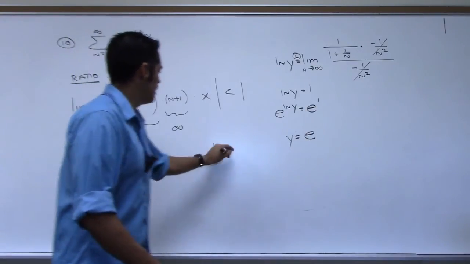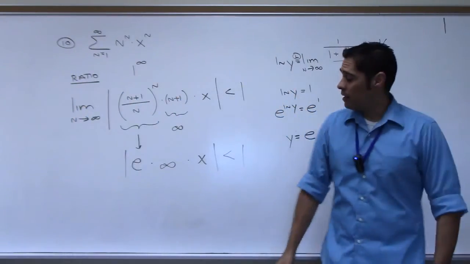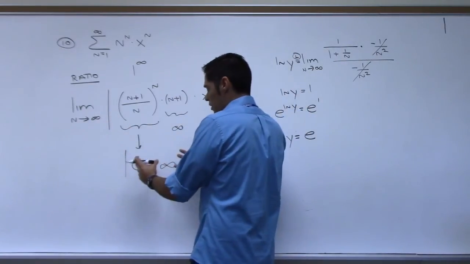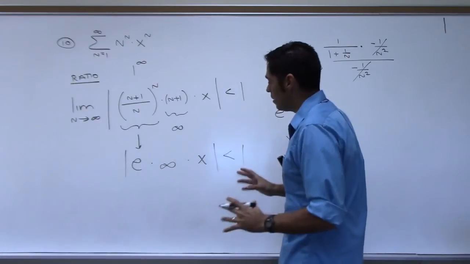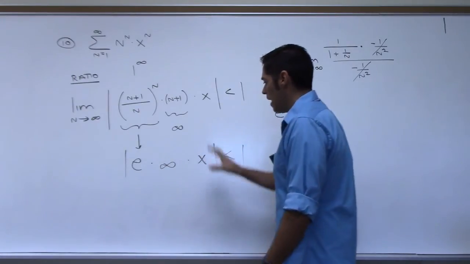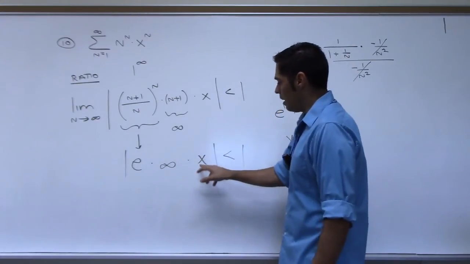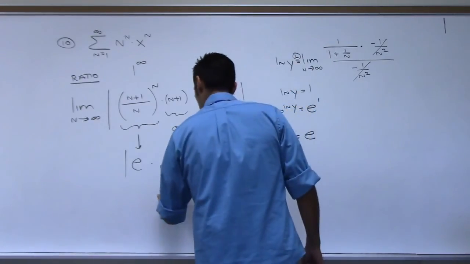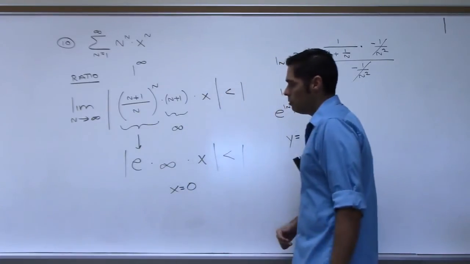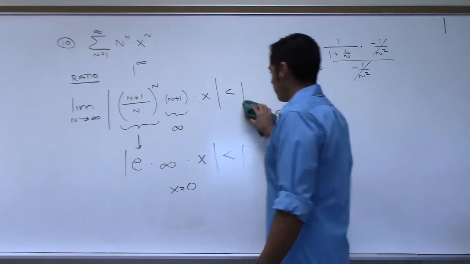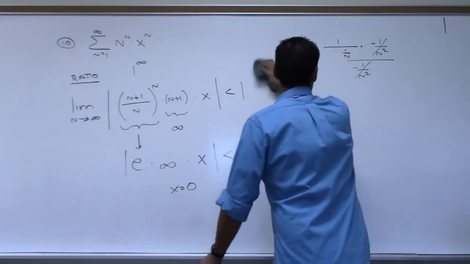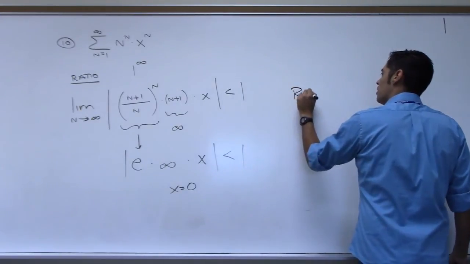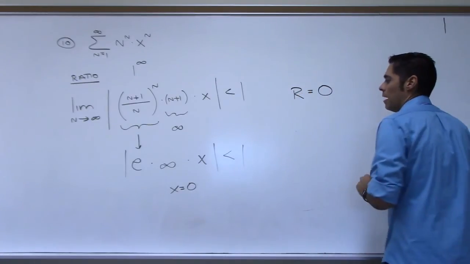I need that to be less than 1. Well, that's not going to happen. Okay, so as n goes to infinity, this gets huge. The only way that I'm ever going to get this under control and make this smaller than 1 is if I were to let x be 0. If x was 0 to start the whole problem, then this would be true. So, since that's the only way I can get control over this and make it converge, I say that the radius of convergence is 0, okay?